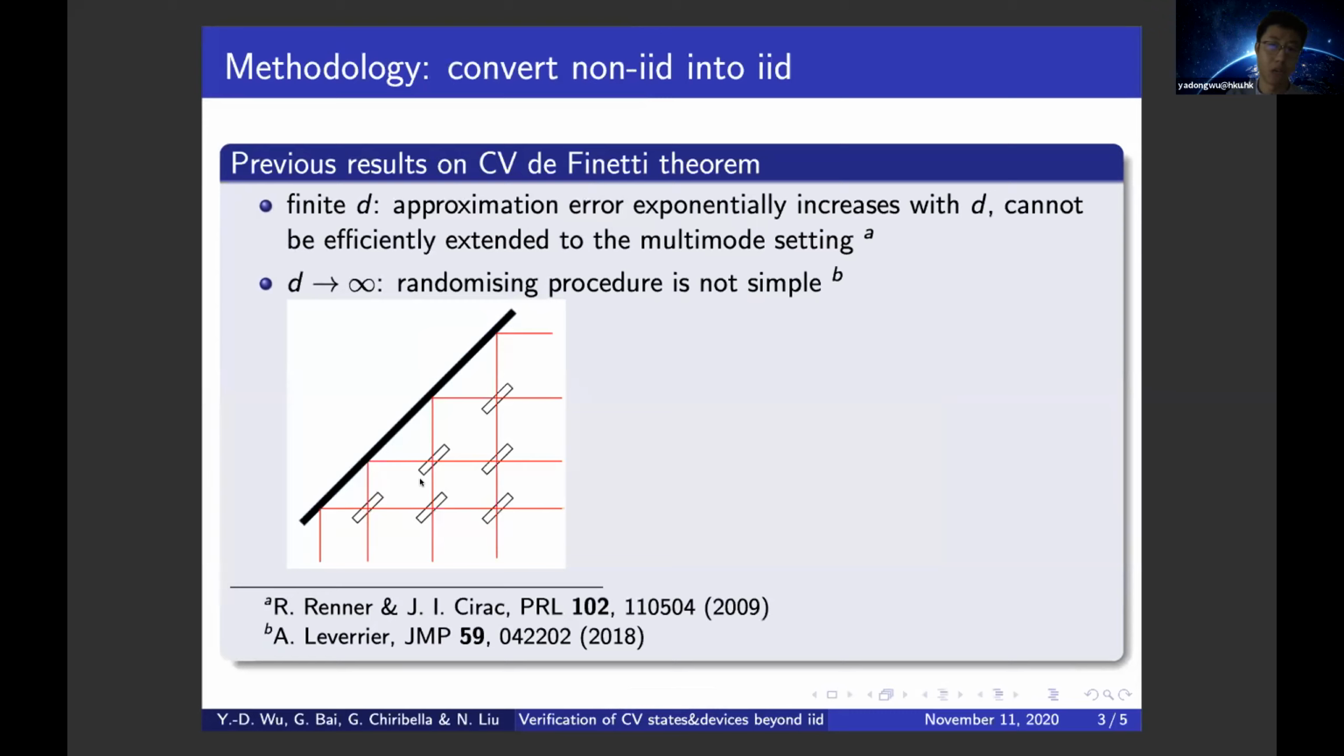There are two known approaches. The first one is, by doing some energy test, you can bound the dimension of the Hilbert space. Then you can apply the finite dimensional de Finetti theorem, but the approximation error increases exponentially with respect to D. The second approach is to use the so-called Gaussian de Finetti theorem, but the randomizing procedure here is expensive because you need to apply a random linear optical interferometer on your state.